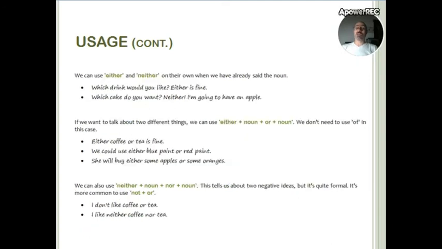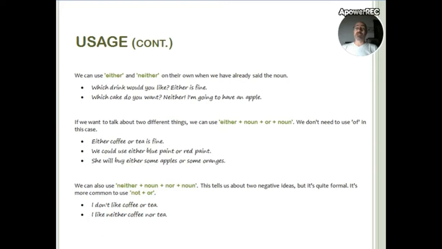Continuing, we can use either and neither on their own, that is, alone, when we have already mentioned the noun, when we already know which two options we have, which two people, things, which two items there are. For example, which drink would you like? Either is fine. Or, there is coffee and there is tea. Which would you like? Either is fine. Like, there is coffee, there is tea, and there is water. Which one would you like?